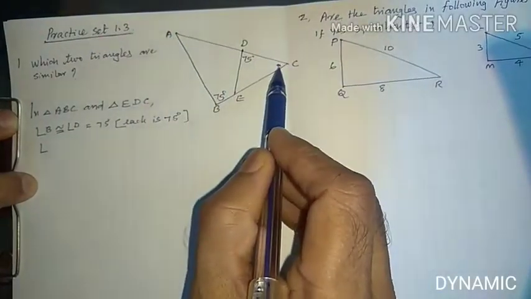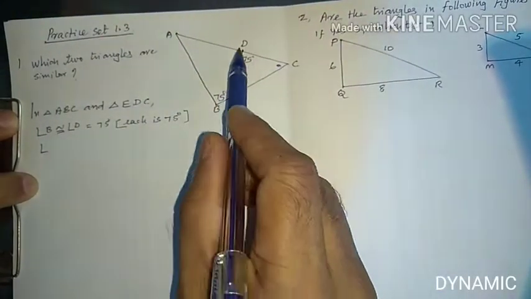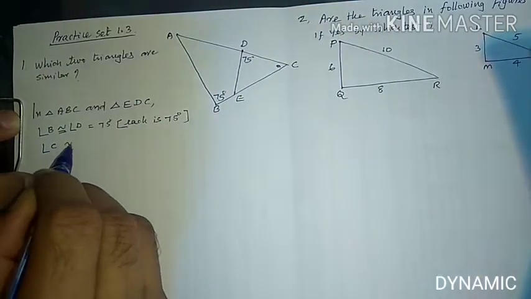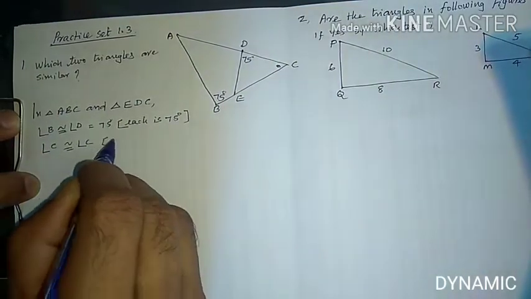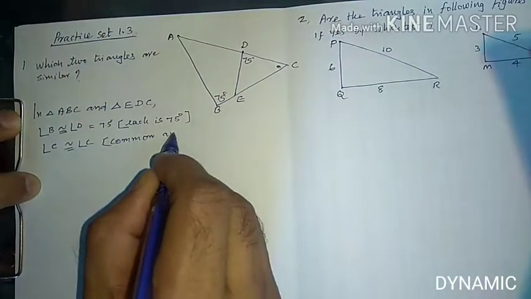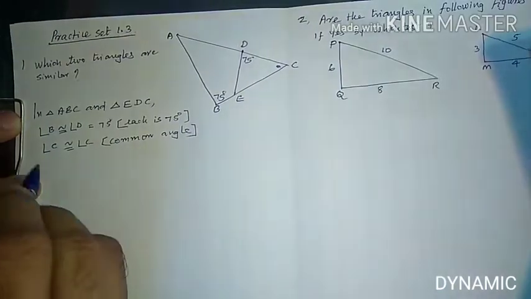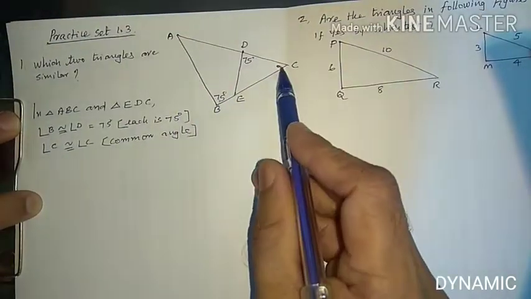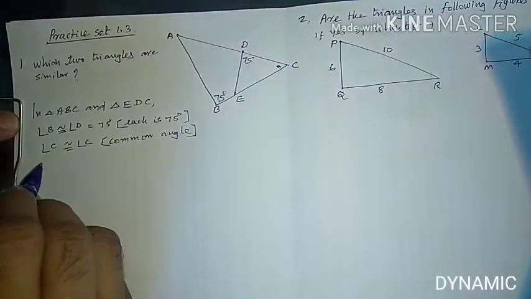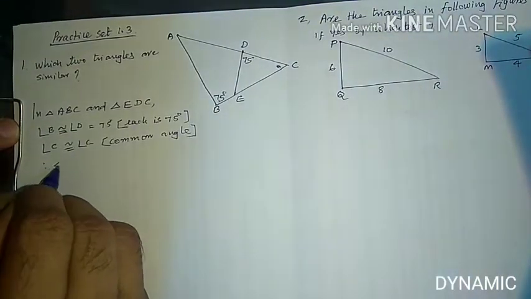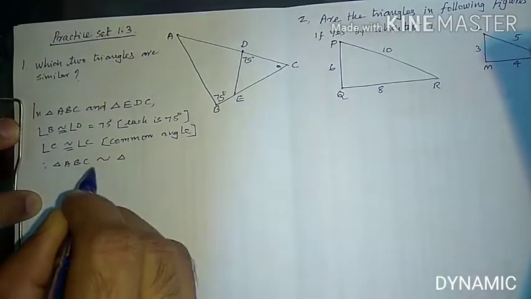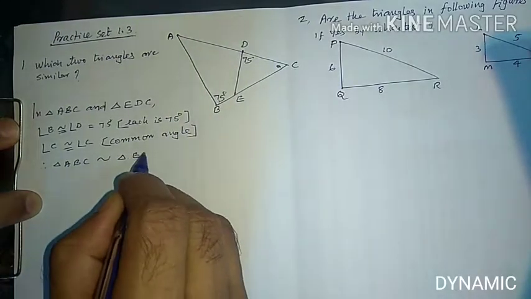This angle C is of triangle ABC. Also this is a part of triangle EDC. So angle C is congruent to angle C. We can say common angle. Two angles are congruent, so the triangles are similar by AA test. Therefore, triangle ABC is similar to triangle EDC.